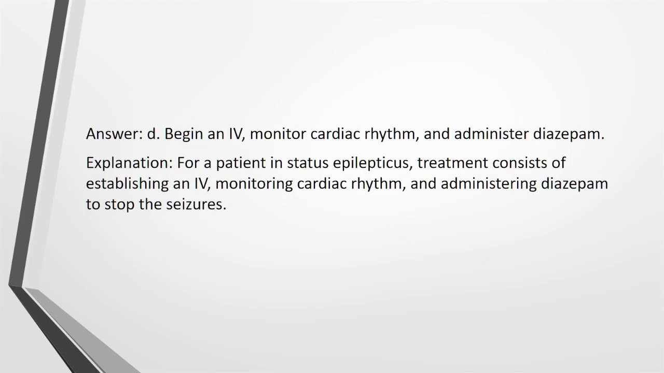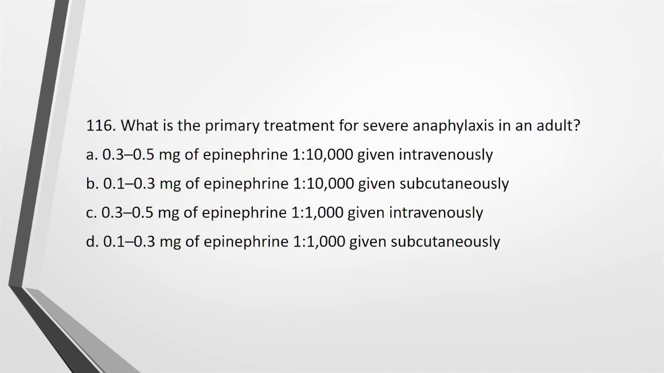Answer. D. Begin IV. Monitor cardiac rhythm and administer diazepam. Explanation. For a patient in status epilepticus, treatment consists of establishing IV, monitoring cardiac rhythm, and administering diazepam to stop the seizures. 116. What is the primary treatment for severe anaphylaxis in an adult?